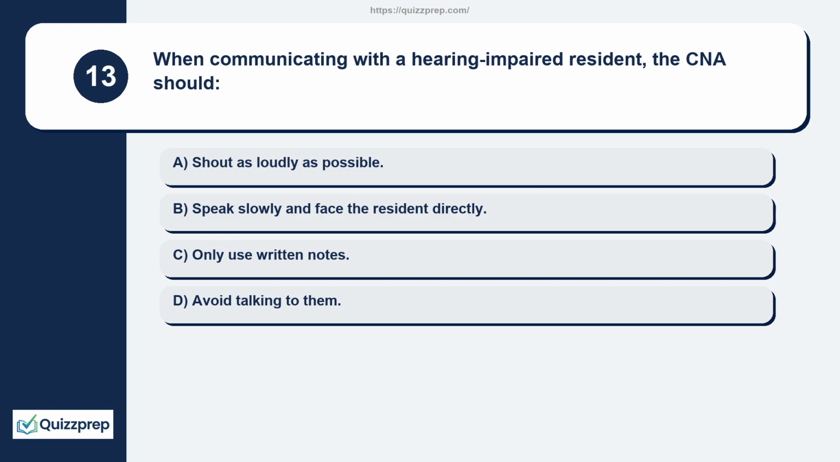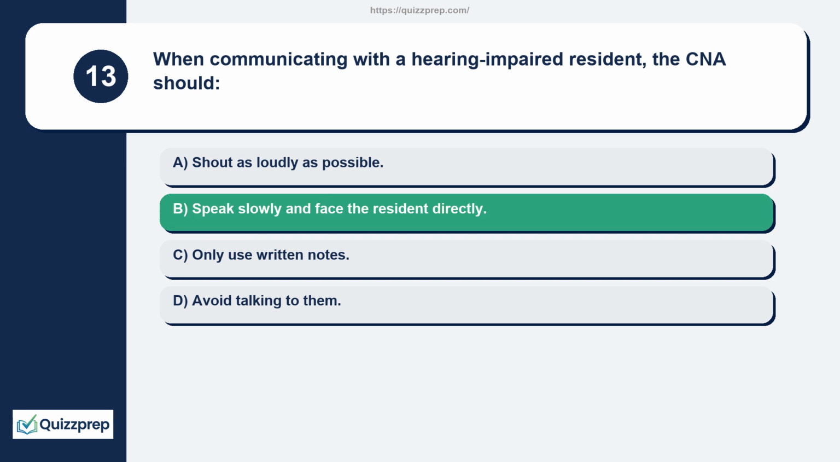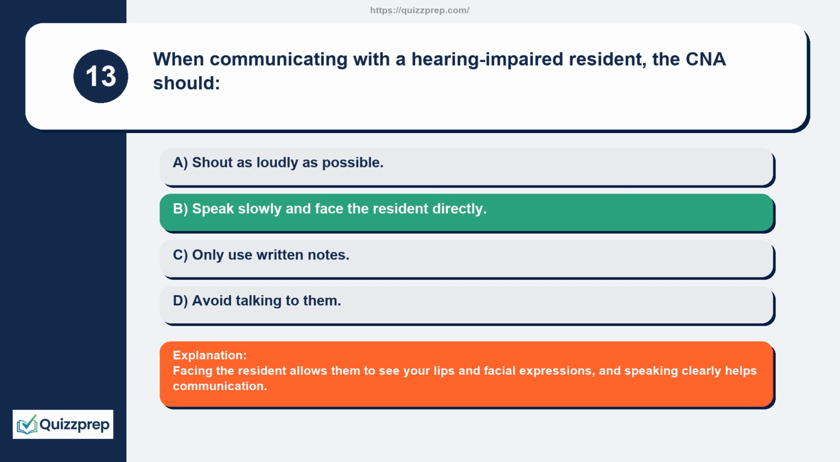Question 13. When communicating with a hearing-impaired resident, the CNA should shout as loudly as possible. Speak slowly and face the resident directly. Only use written notes. Avoid talking to them. Facing the resident allows them to see your lips and facial expressions, and speaking clearly helps communication.